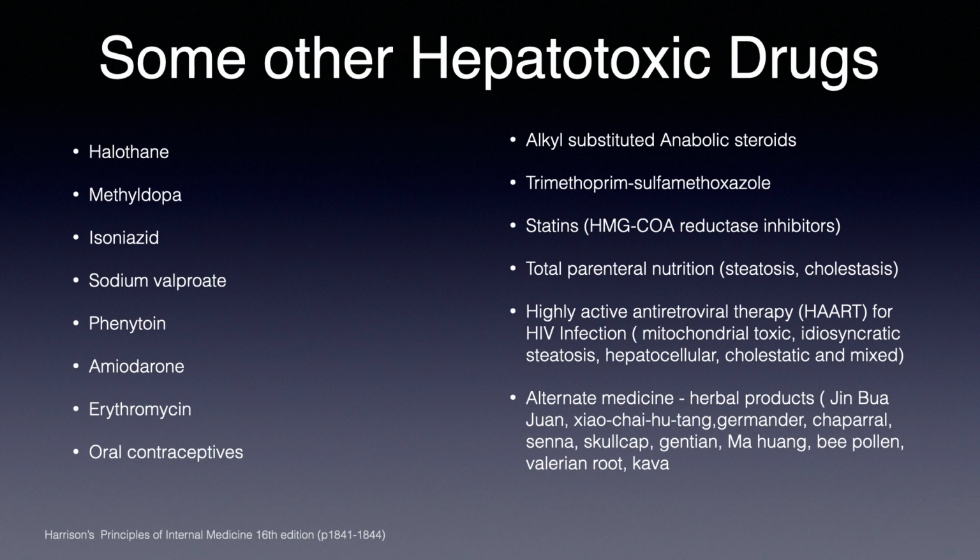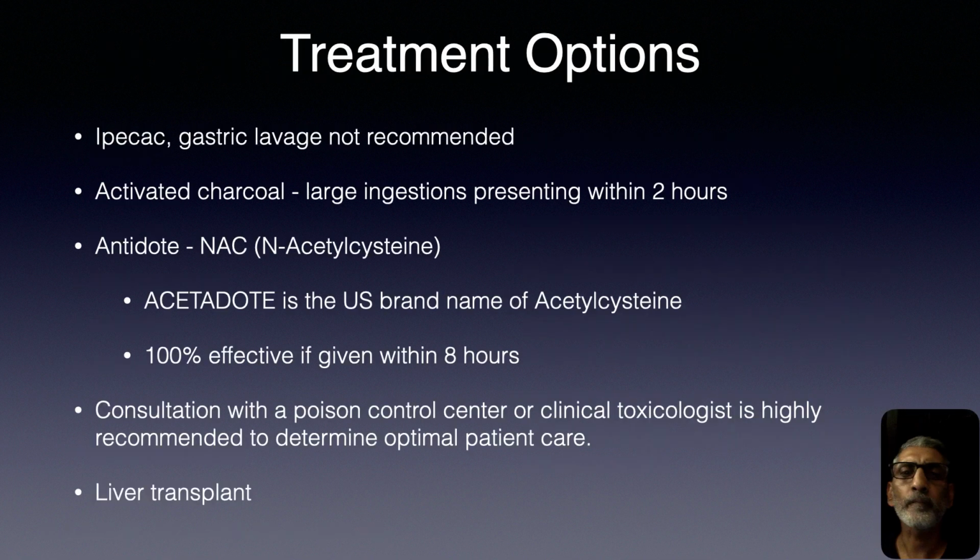Some other drugs which are hepatotoxic include halothane, methyldopa, isoniazid, sodium valproate, dilantin, erythromycin, oral contraceptives, some anabolic steroids, Bactrim, statins, and TPN. Why TPN? Because it causes steatosis and cholestasis. Highly active antiretroviral therapy is used for HIV infection, and some herbal products are also highly hepatotoxic.